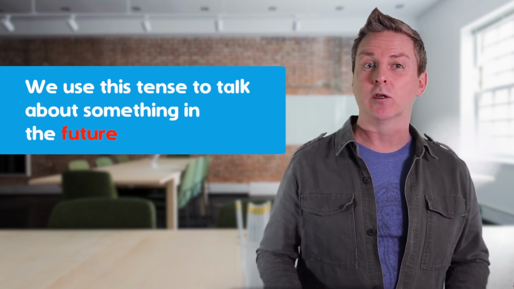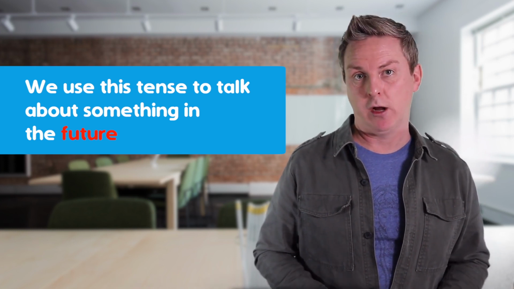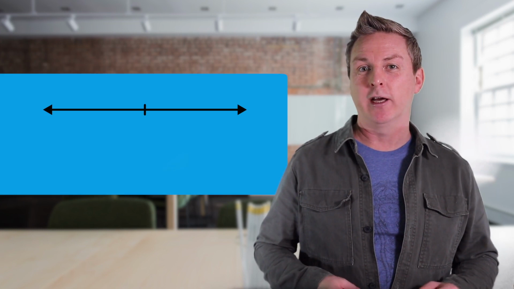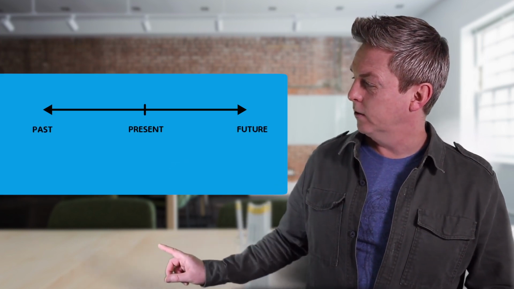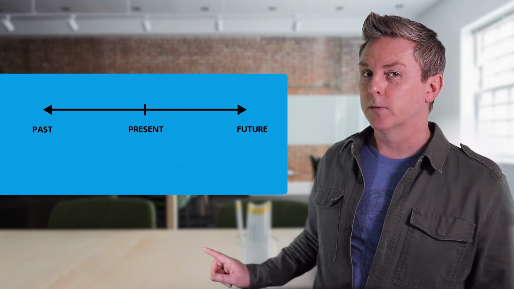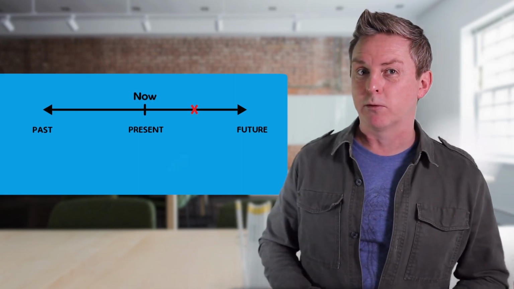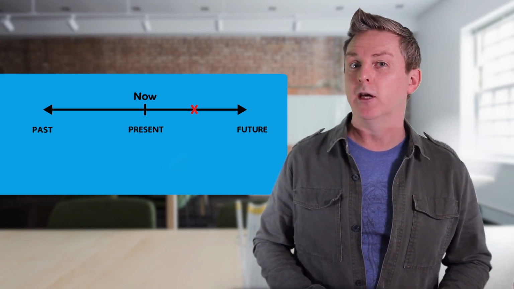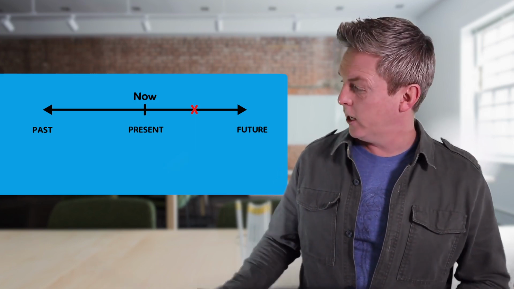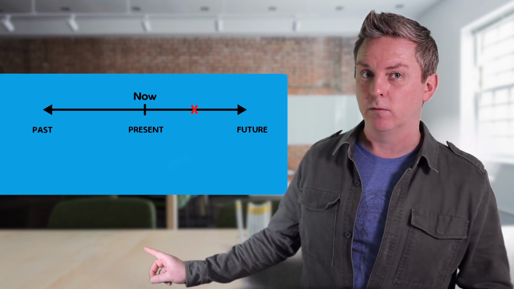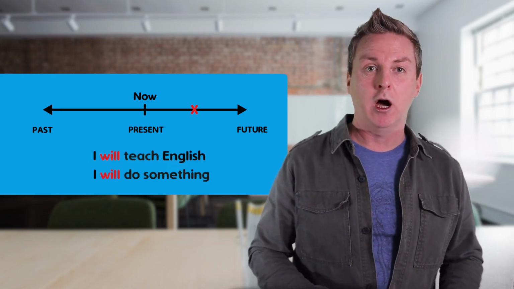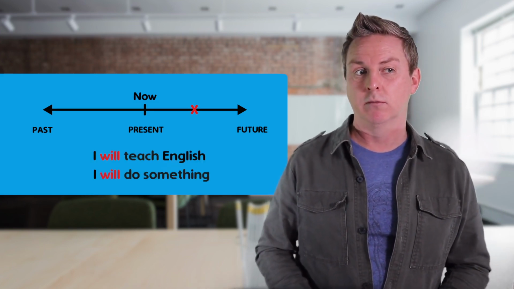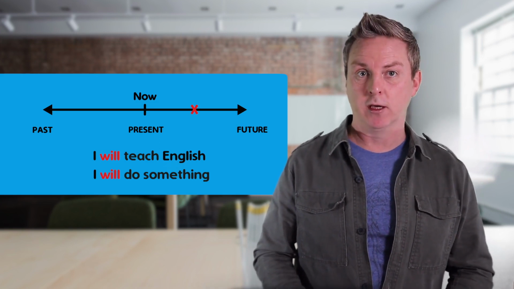We use this tense to talk about something in the future. Now let's have a look at the timeline to make things clearer. So here we have the past, the present, and the future. Now the red cross represents something you will do in the future. We are here in the present right now, and maybe this is tomorrow, for example. I will teach English. I will do something tomorrow.